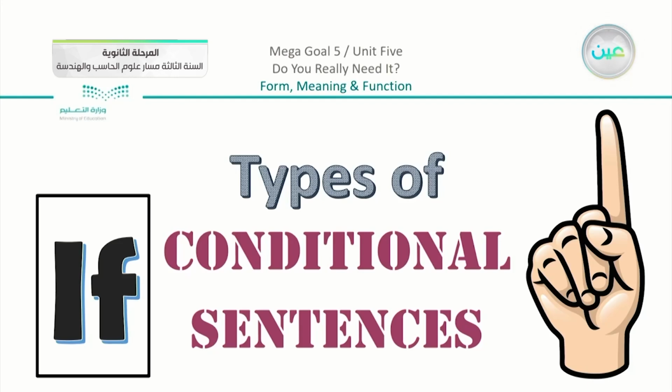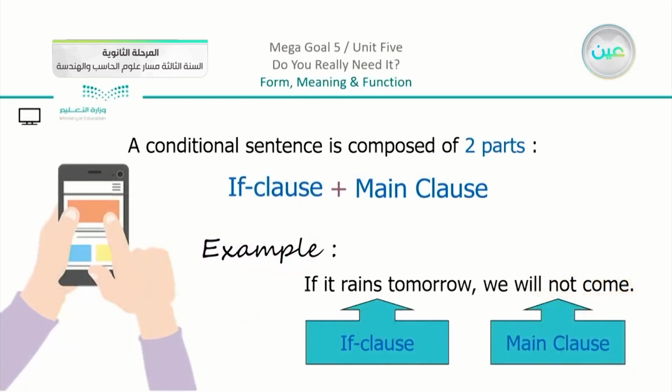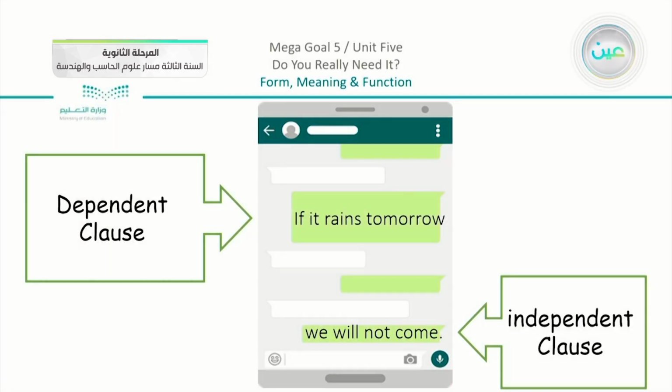Yesterday we had our lesson which was the form, meaning and function lesson. In our lesson we took the types of conditional sentences, of course using if. So we have here these types. We talked about conditional sentences in general and that there are two main clauses. We have here the if clause and we have also the main clause. And we explained how each clause affects the other part.